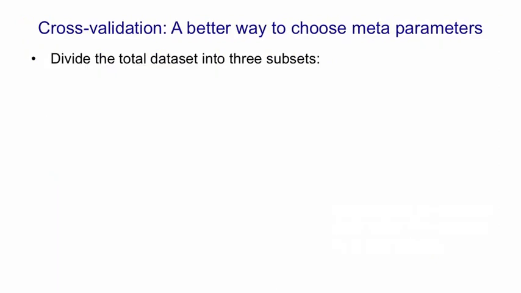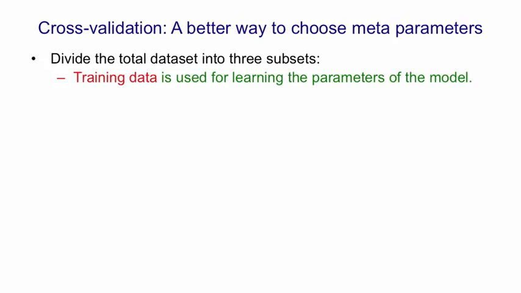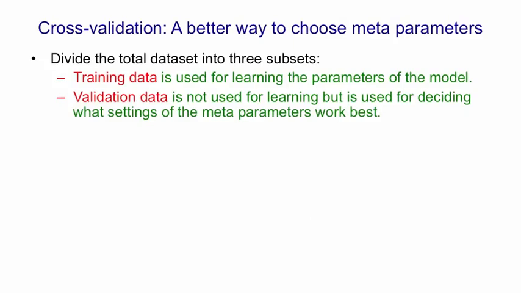So here's a better way to choose the metaparameters. You start by dividing the total dataset into 3 subsets. You have the training data, which is what you're going to use to train your model. You hold back some validation data, which isn't going to be used for training, but is going to be used for deciding how to set the metaparameters. In other words, you're going to look at how well the model does on the validation data to decide what's an appropriate number of hidden units, or an appropriate size of weight penalty.